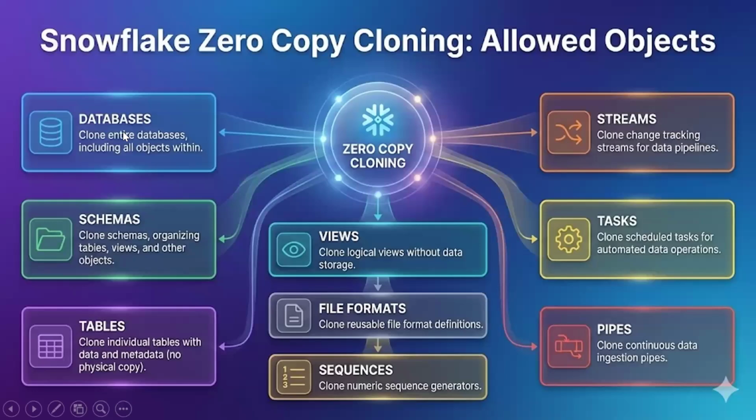So databases, schemas, tables, and I can also clone views, file formats, sequences, streams, tasks, types, everything I can clone. So people may ask you what type of objects you can clone, and you need to tell all this. Whatever is available here can be cloned using zero copy cloning.